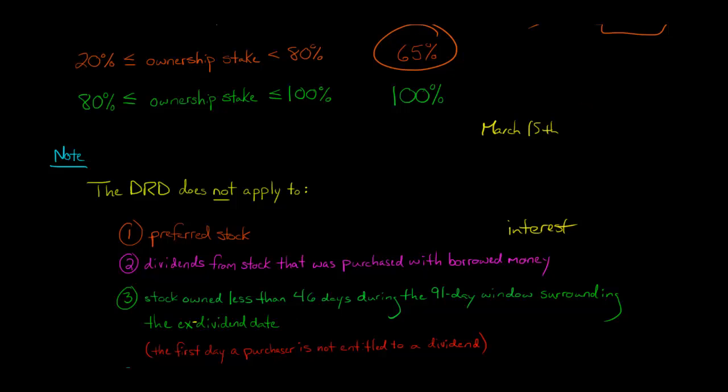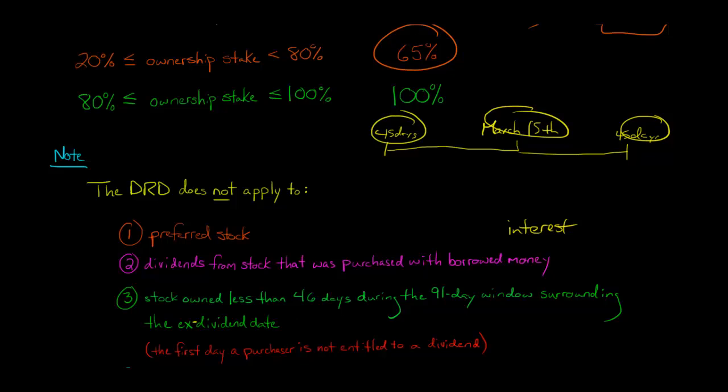Now, it's saying this: 45 days before, and then 45 days after. If you take March 15th, plus 45 days after, and plus the 45 days before, that's 91 days. That's what I'm talking about, the 91-day window. So if we take this entire window of 91 days, and you own the stock less than 46 days out of this entire 91-day window, then you're not entitled to a dividend received deduction.